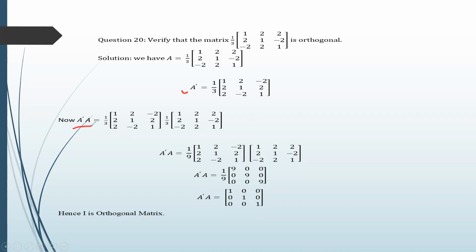Now we multiply A transpose with A. Okay, so we can write it like that. So after multiplying we get this, and now we divide all elements by 9, so we get 1, 0, 0, 0, 1, 0, 0, 0, 1, which is equal to the unit matrix. Hence A is an orthogonal matrix. So is that clear?